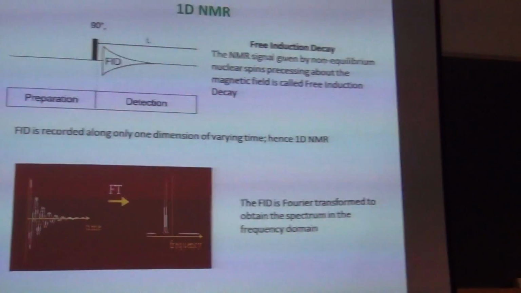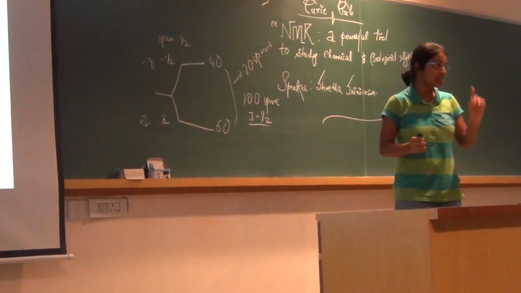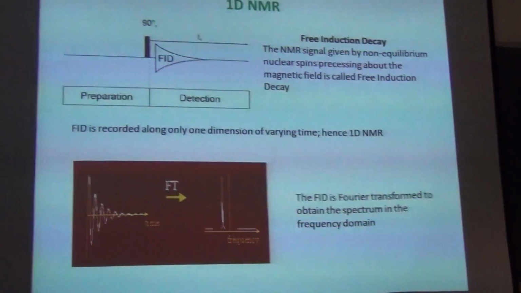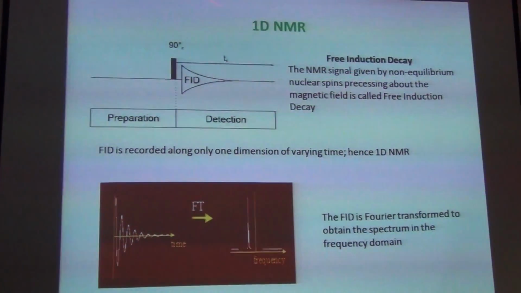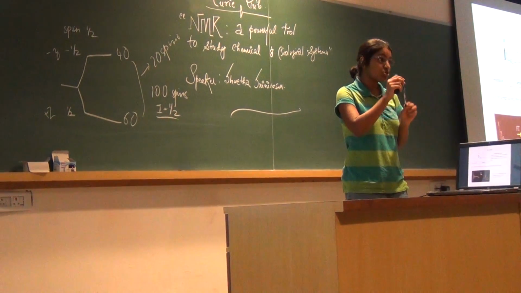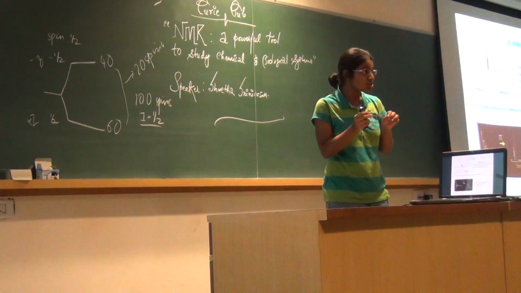The energy levels split, and my net magnetization is about the positive Z. So next, I apply a 90-degree pulse. What this 90-degree pulse does is that my net magnetization is about Z, and now I want to bring this to the transverse plane. Why do I want to bring this to the transverse plane?